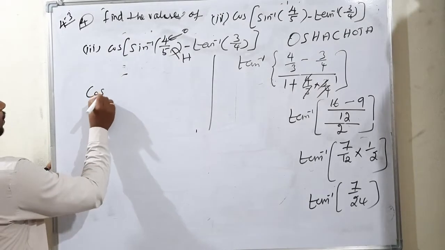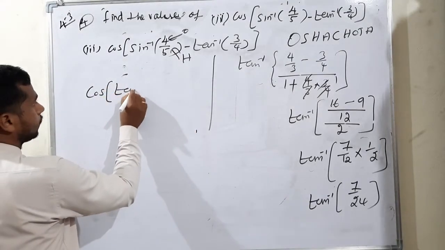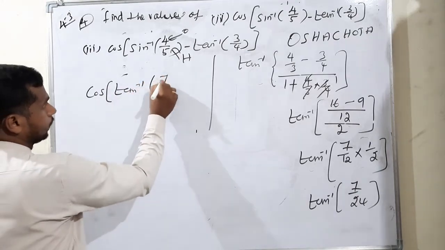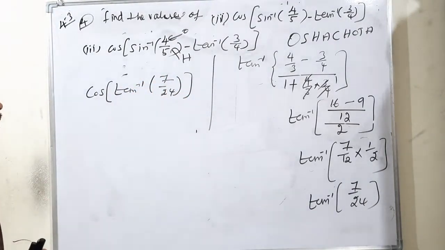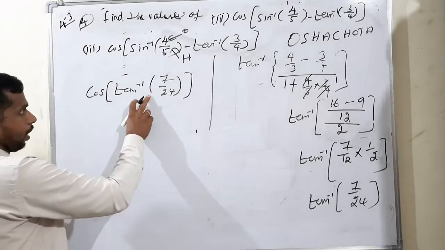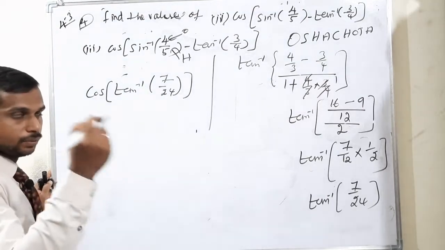So cos of, now we found what is the value? Tan inverse 7 by 24. Inside is positive, so no need to modify any value. We just have to convert the inside also for cos inverse. Then only cos and cos inverse cancel.